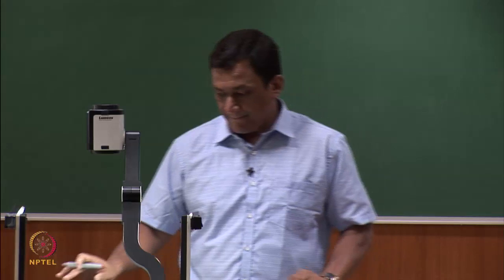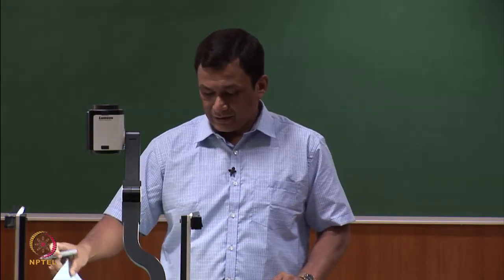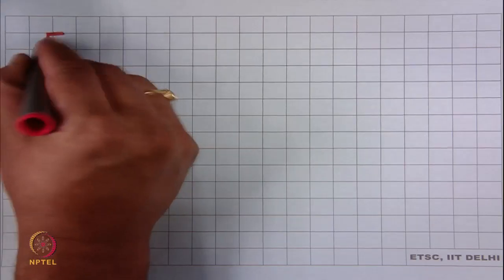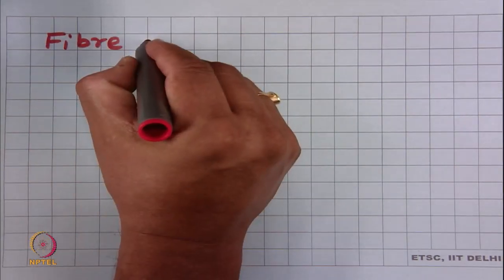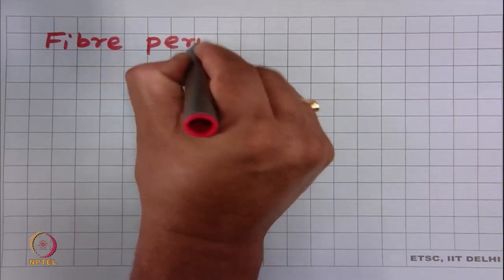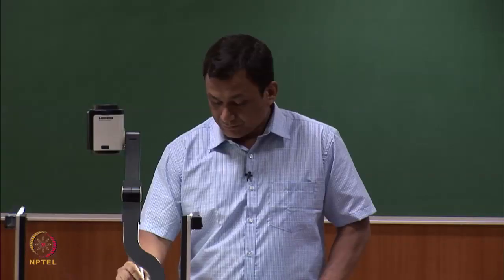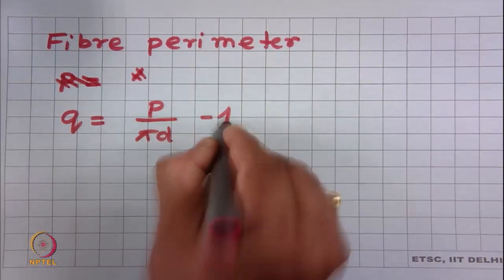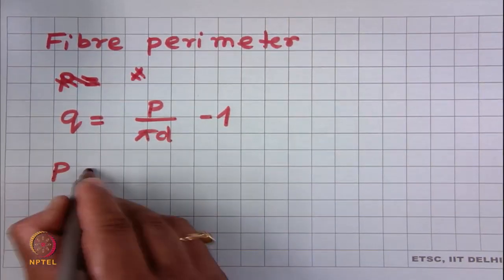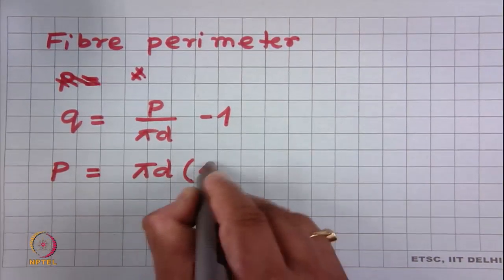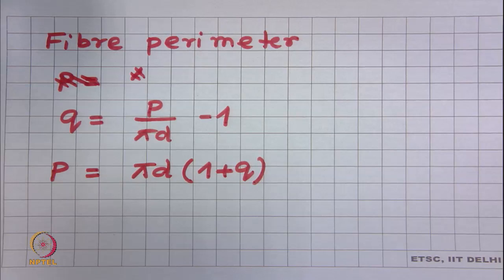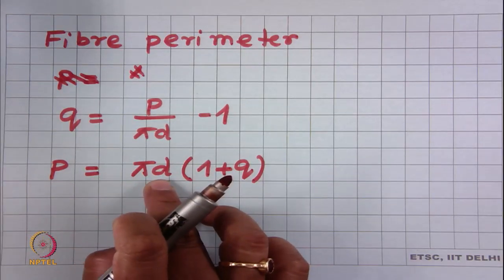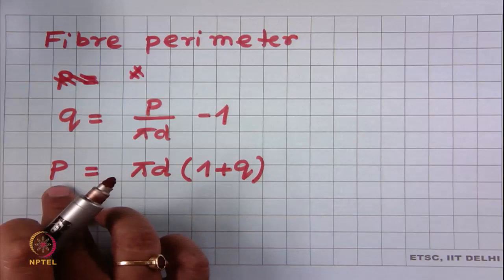Now, we talk about fiber perimeter. What we derived: q is equal to p by pi d minus 1. So, we can write perimeter is equal to pi times d into 1 plus q. If it is circular, then q is equal to 0, and we obtain p is equal to pi d. If it is non-circular, q will have a value. Accordingly, we can obtain the value of p.